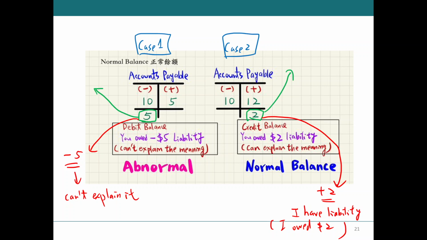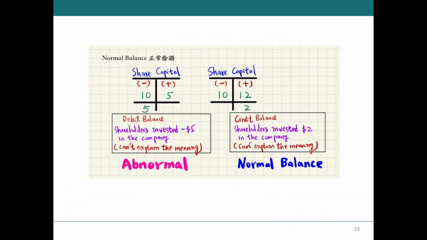Okay? Again, for share capital, on your slide, page 23. Case 1, case 2. Share capital, here told you I have a share capital. Case 1 told you negative 5. Case 2 told you plus 2.